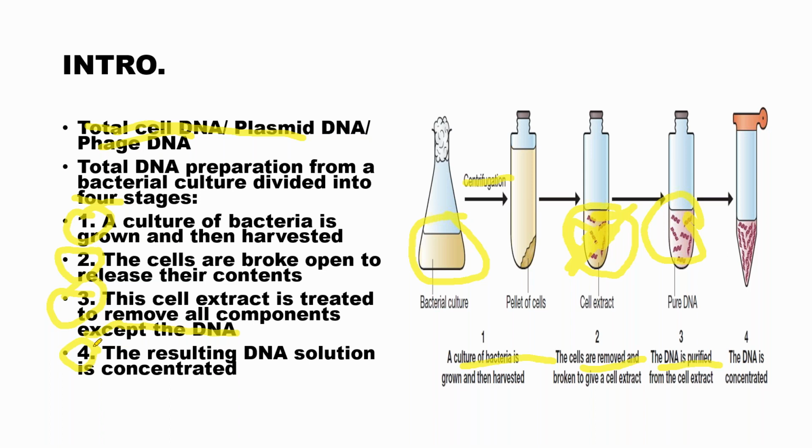Why do we have to do DNA concentration? Anybody? Anybody in the comment box? So first we cultured the bacteria, then the cells were broken and all the cellular contents were released. Then we treated it with some chemicals, some enzymes, and removed all other components except the DNA. And in the fourth step, the resulting DNA solution is concentrated. Why did we have to do that? Why did we have to concentrate the DNA to get the purest form? Yes. But why? What is the reason? Yeah, to remove water.